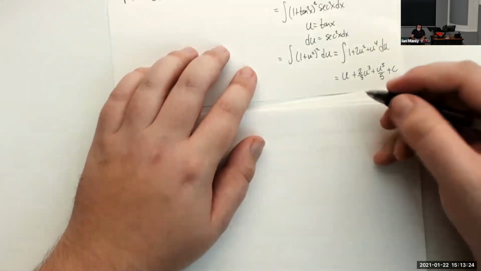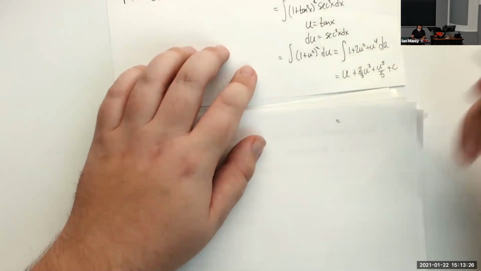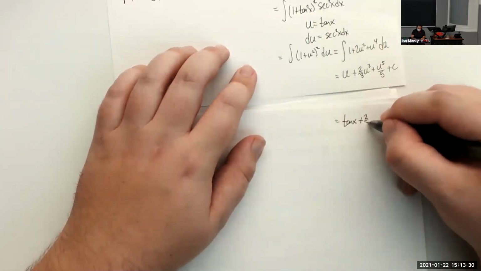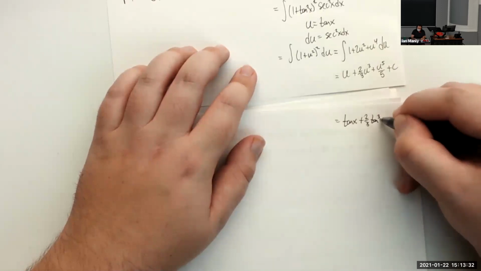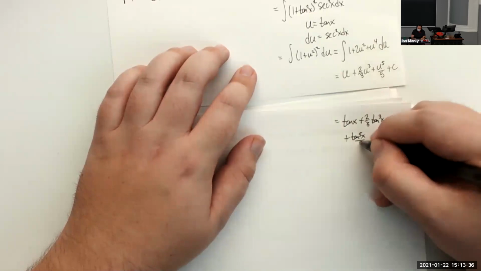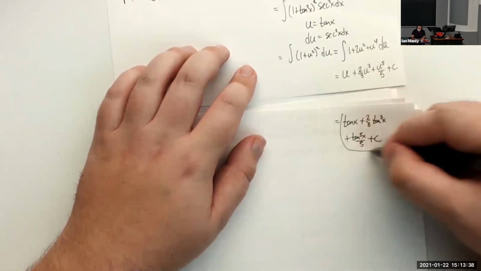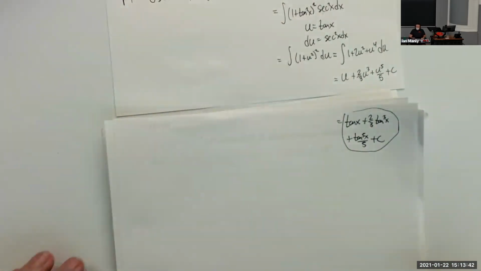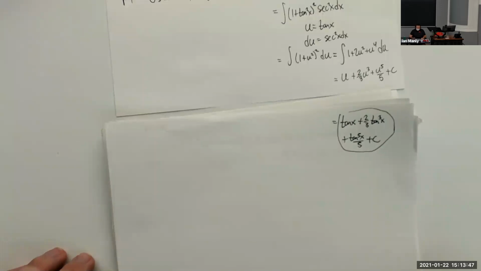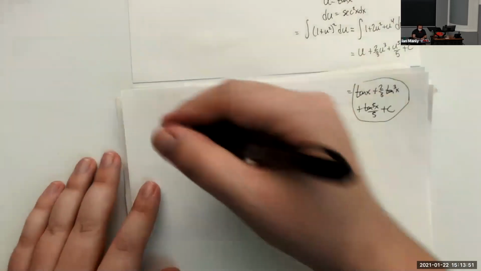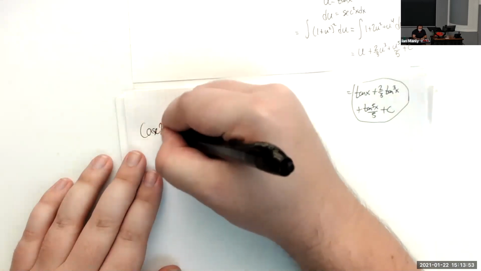Then I'm almost done. All I need to do now is plug back in tangent for u. So I have tangent plus 2/3 tangent cubed plus tangent to the fifth over 5 plus c. There we go. There's going to be our antiderivative of secant to the sixth power. All right, so that's some good practice. That was case one.